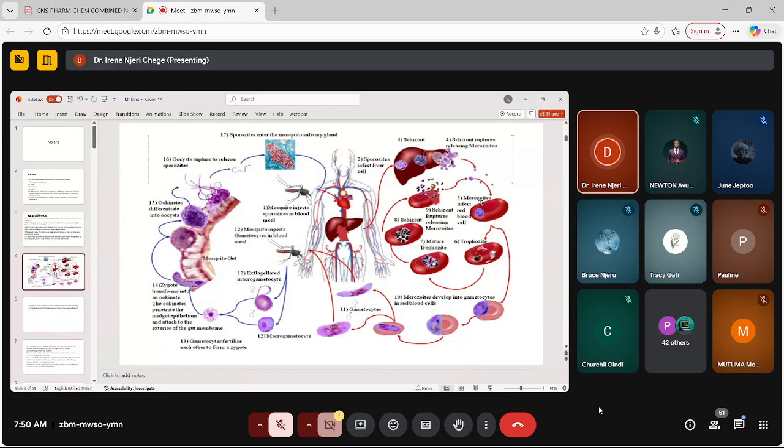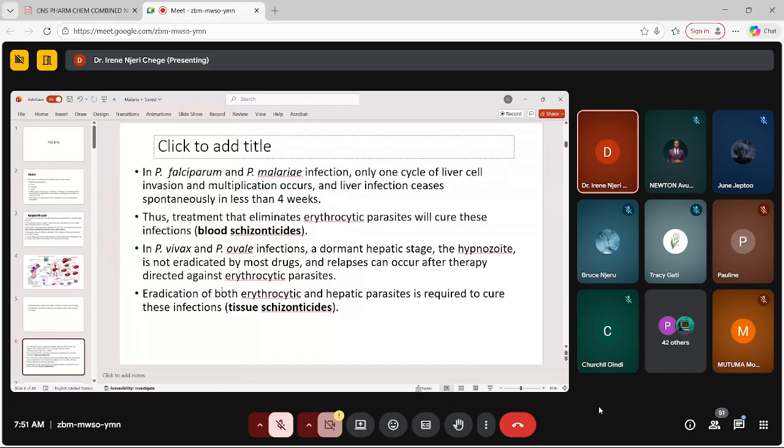So you may wonder, why is this important? It's only important because some drugs can be referred to as tissue schizonticides and blood schizonticides. So for P. malariae and P. falciparum, we can treat them with blood schizonticides, because they only enter the liver once. They do not reinfect the liver. But P. ovale and P. vivax enter the liver and then they hide there and then they can relapse. And they cause the exoerythrocytic stage, and they cause the hypnozoites.